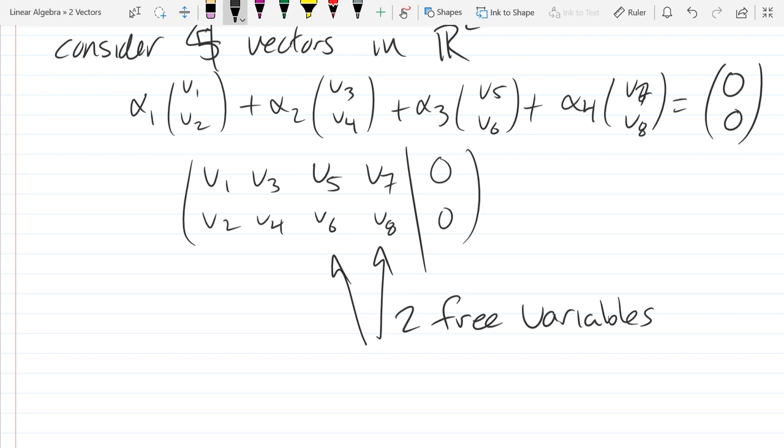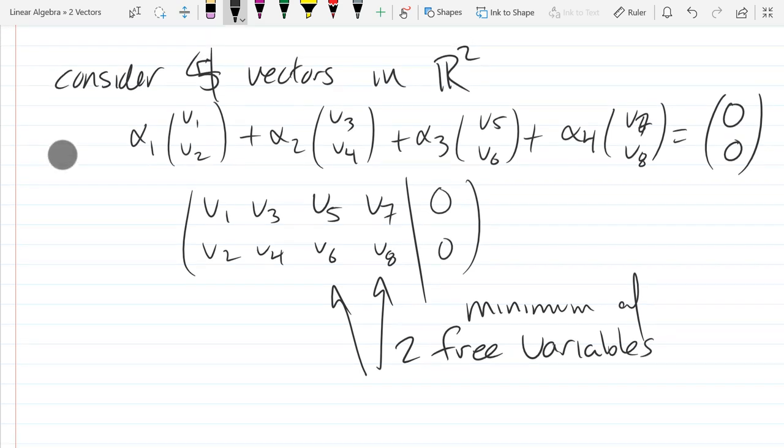So I got a minimum of 2 free variables. So any questions on why this is guaranteed 2 free variables or more? Just because we got more columns than we have rows. And what does that mean? If we got 2 or more free variables, how many solutions do we have? Infinite. No matter how many more free variables I get, infinite solutions.